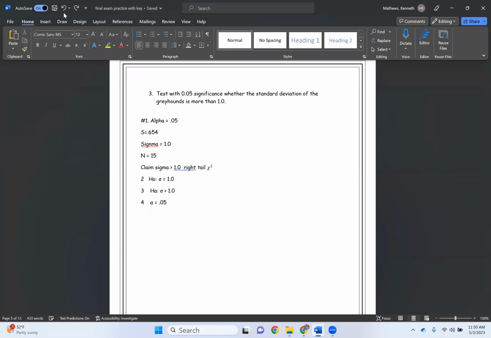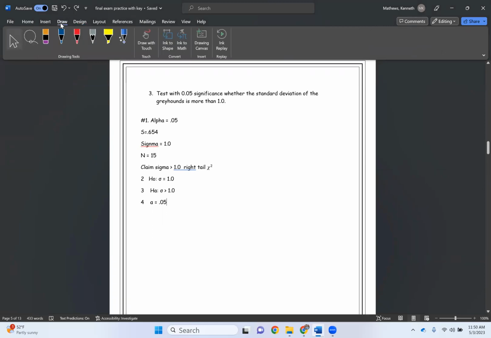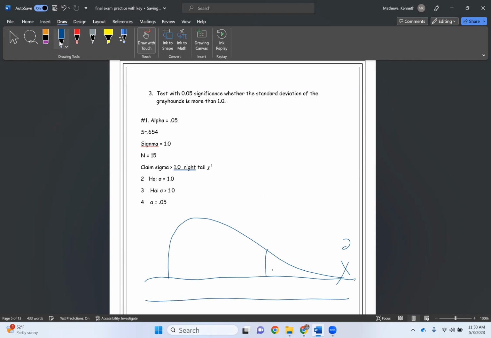So we'll go to draw. We'll make our chi-square. Remember, it's got to look like a roller coaster or a whale. All right, so over here, this is 0.05. This is 0.95. This is 0. And 23.7. This is 23.7. And somewhere we're testing over here, 1.0. All right, and what's our test statistic?